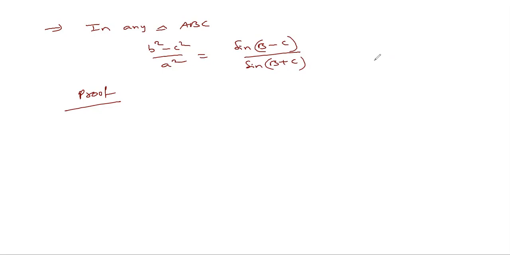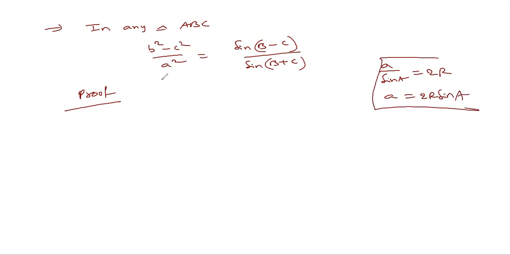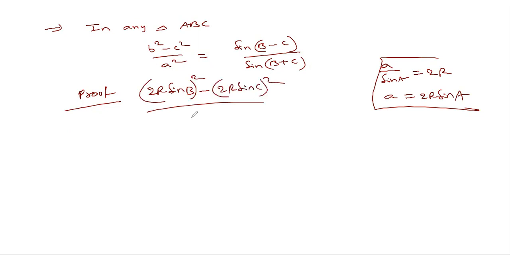Actually, according to sine rule, a by sin A is 2R. Then what about a? It is 2R sin A. Let us use this relation. Here b means 2R sin B, whole square is there, minus 2R sin C whole square, divided by 2R sin A whole square. That will be sin B minus C divided by sin B plus C.